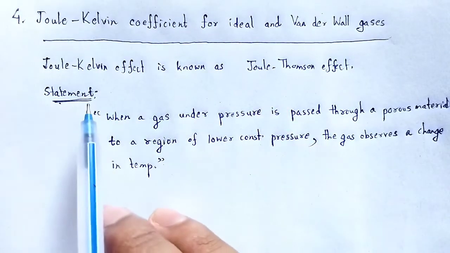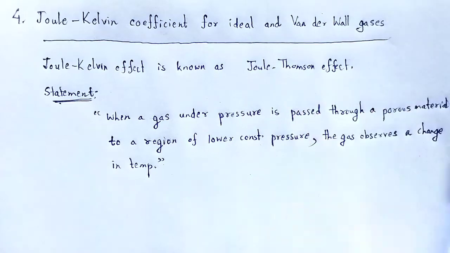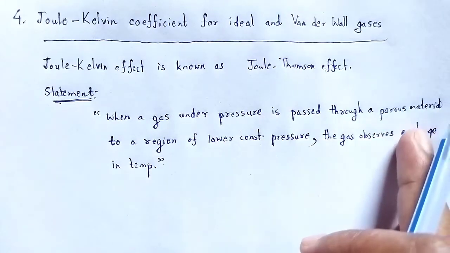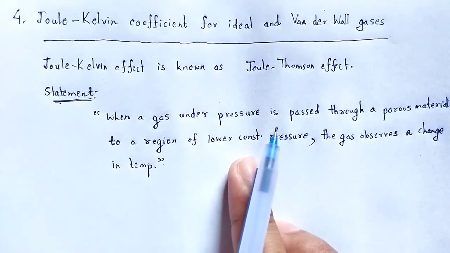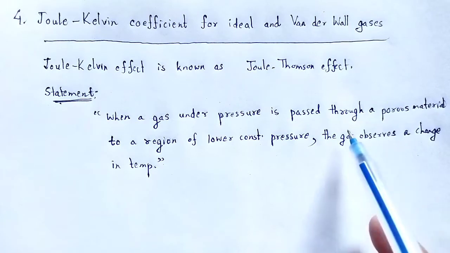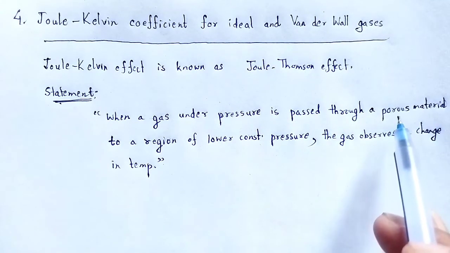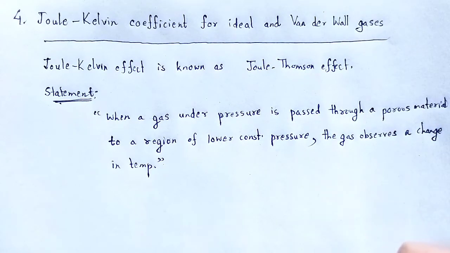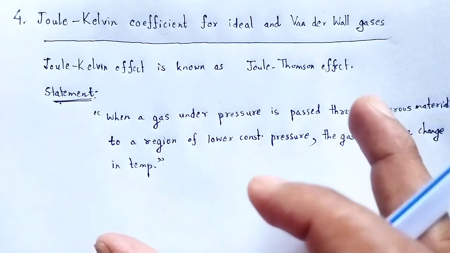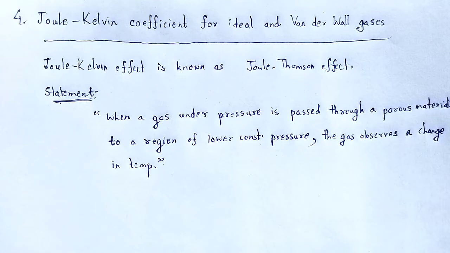So, what is the statement of the Joule Kelvin effect or Joule-Thomson effect? When a gas under pressure is passed through a porous material to a region of lower constant pressure, then the gas which passes through that porous material experiences a change in temperature. That is known as the Joule Kelvin effect or Joule-Thomson effect.